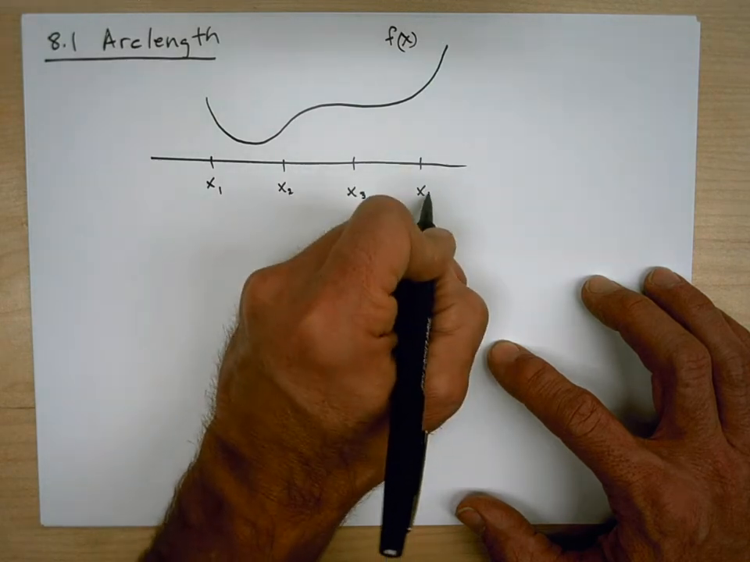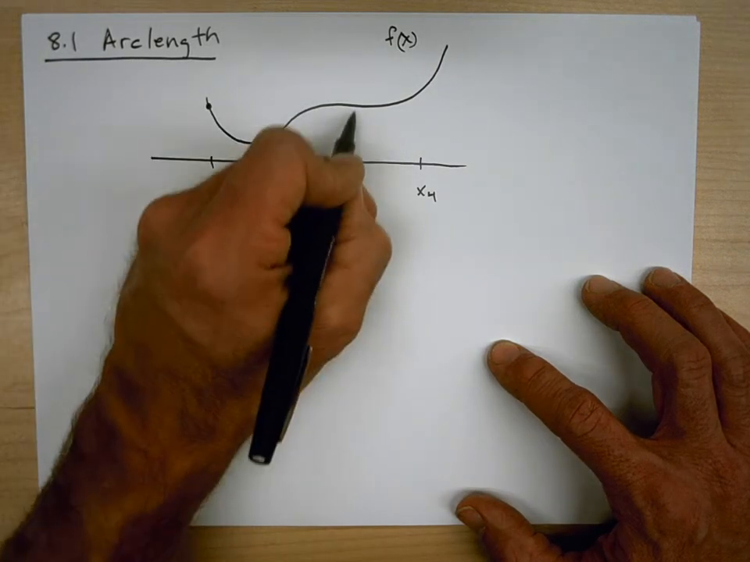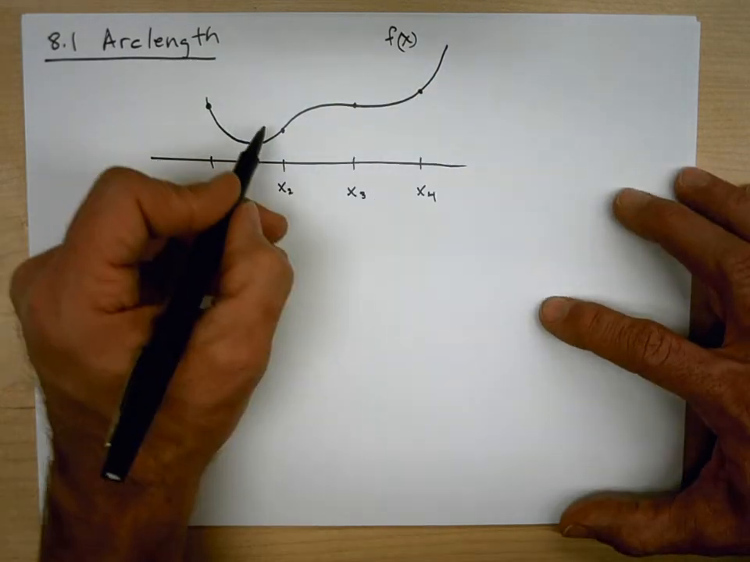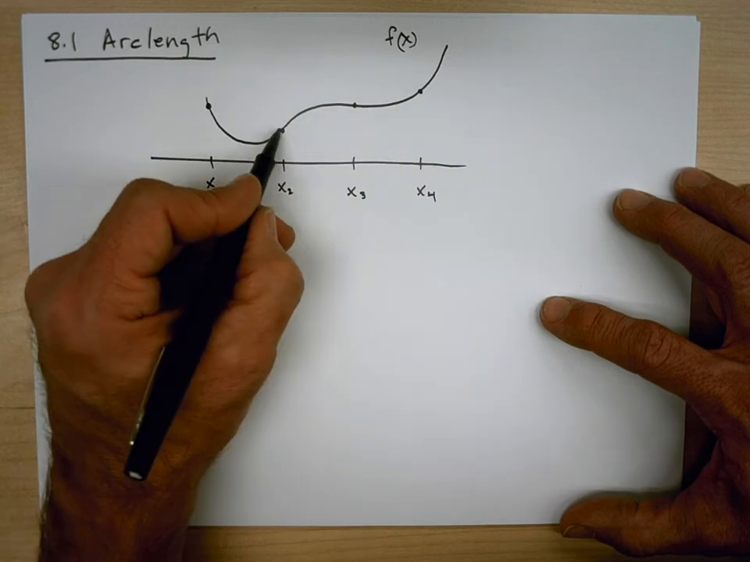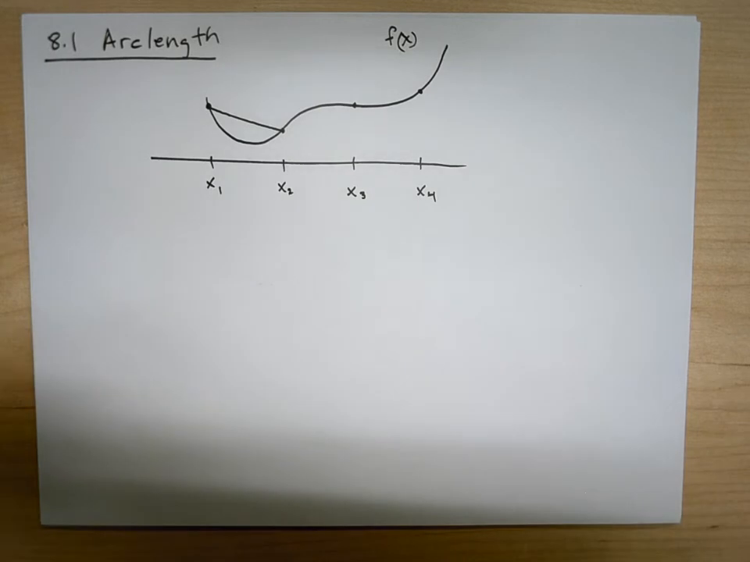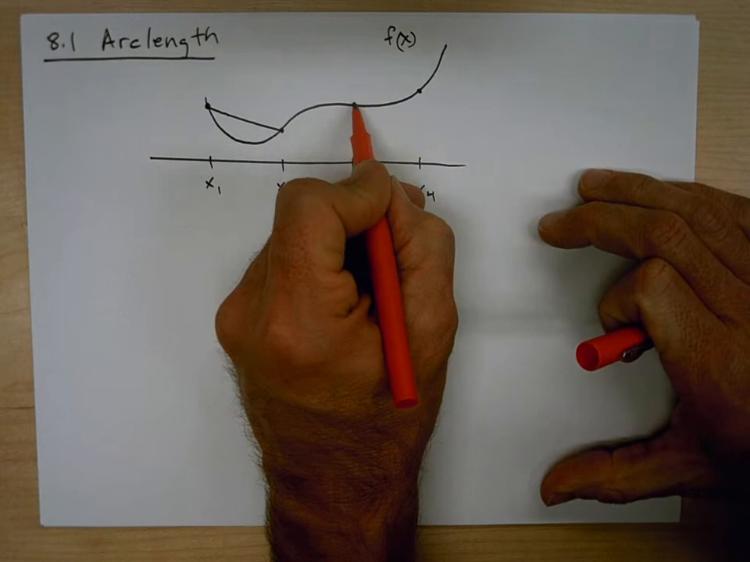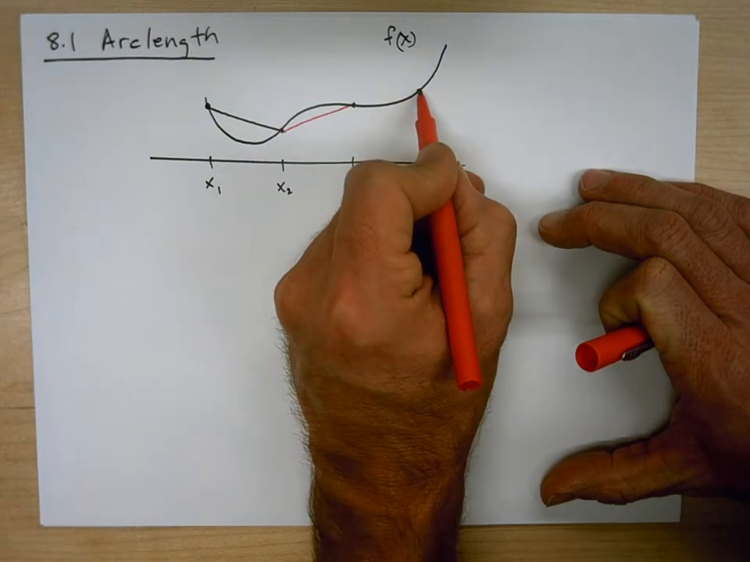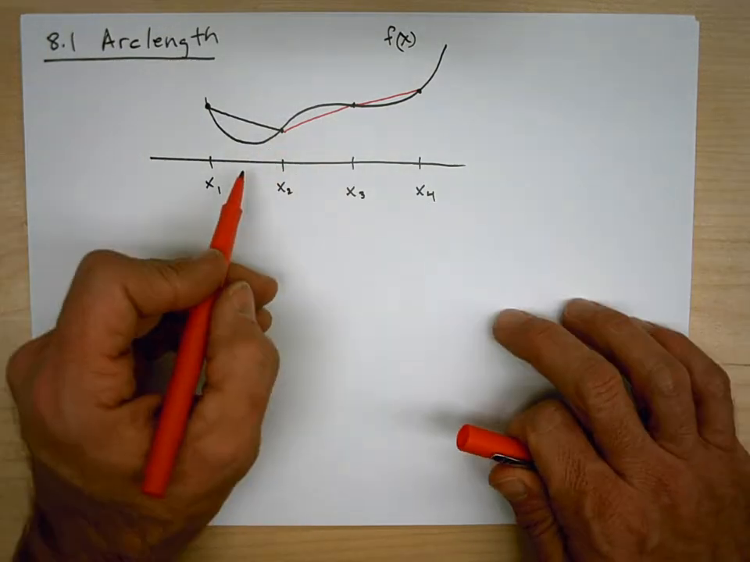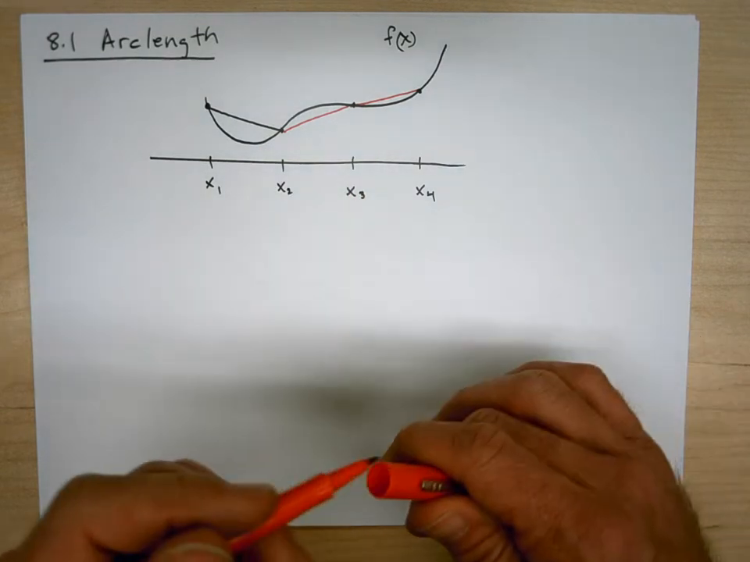Call that x4. So we're going to get these points here, right? Here's a point on the curve, here's a point on the curve, here's a point on the curve, here's a point on the curve. And what we're going to do is estimate the length by taking these straight-line lengths. Maybe I'll do that in a different color. So there's that one. Here's another one. Here's another one. Obviously, the flatter the curve is, the better the approximation is. Let's just focus on this one here in the middle.